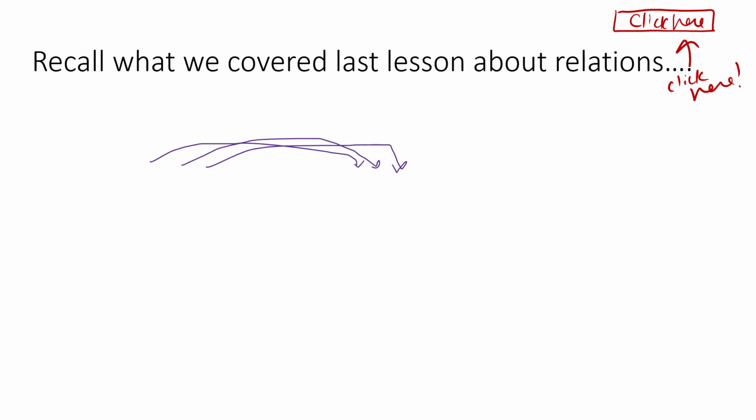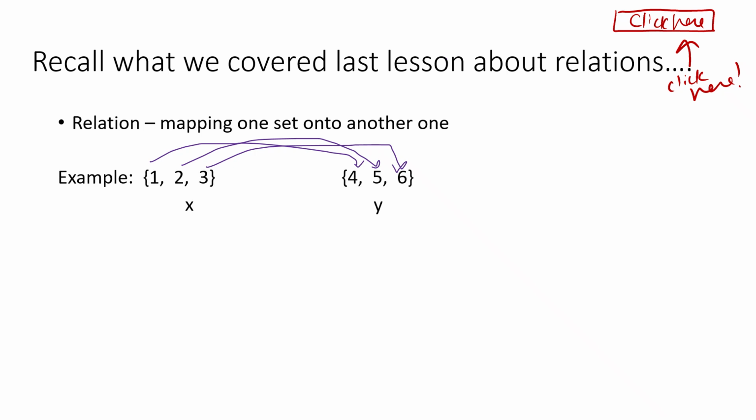So for those of you that are here or returning from watching the other video, we're going to recall what we covered last lesson about relations. A relation is just mapping one set of numbers onto another set of numbers, okay? And no pattern required, although we're very quickly going to start to home in on what some of the patterns are that we might see. But here we've got our first set, which is the set 1, 2, 3, and it is mapped onto the set 4, 5, 6. Typically, the first set, we call that like our X set.